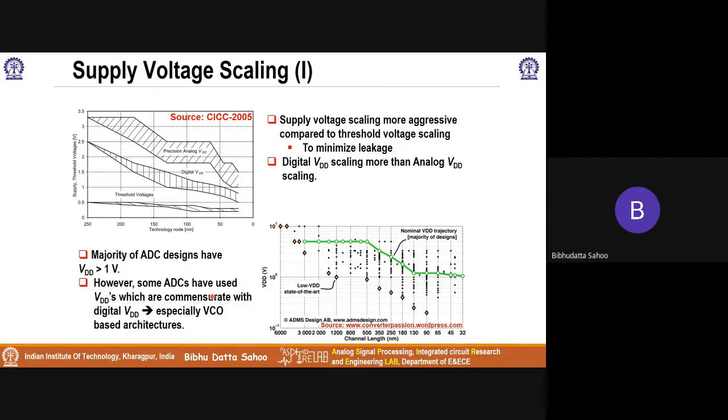However, some ADCs have used VDDs which are commensurate with digital VDD, and these are especially for VCO-based architectures, which are voltage controlled oscillator based architectures. These VCOs are realized using digital circuits, digital inverters, and therefore for them the supply voltage can be scaled significantly. That's why VCO-based ADCs are becoming more and more popular these days for quite a lot of applications.